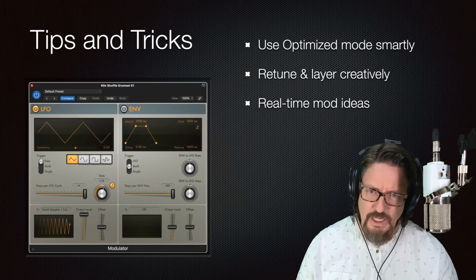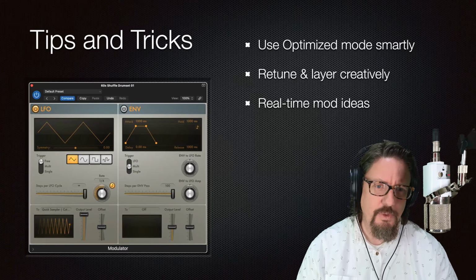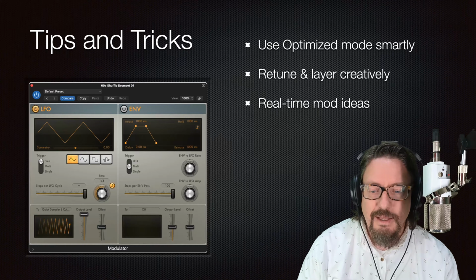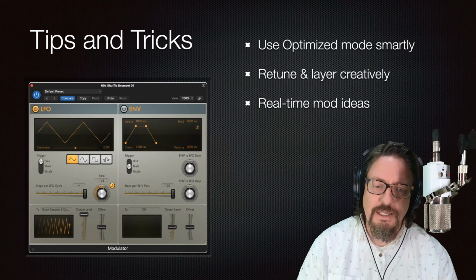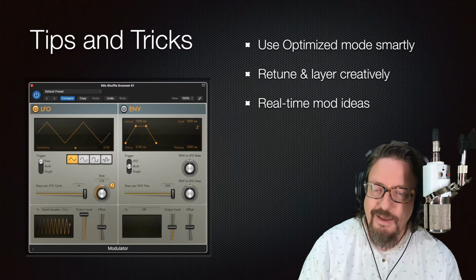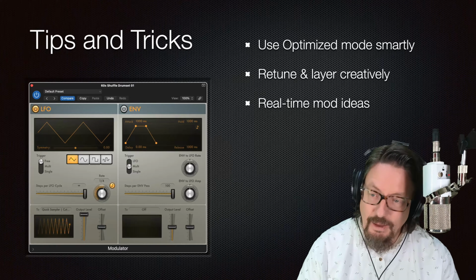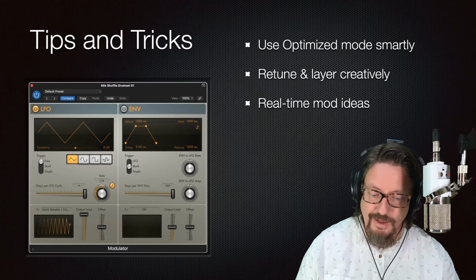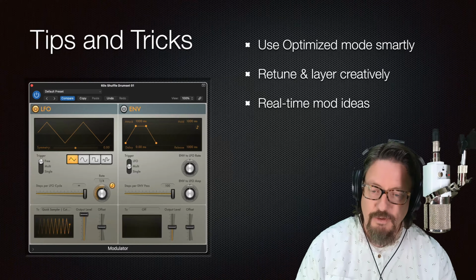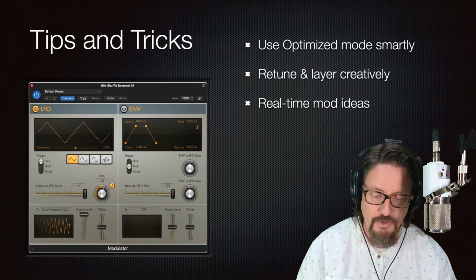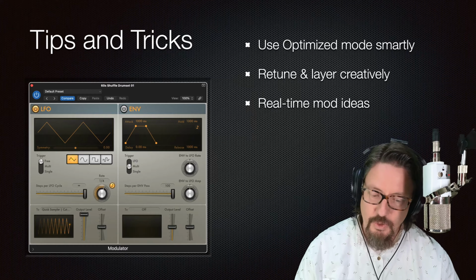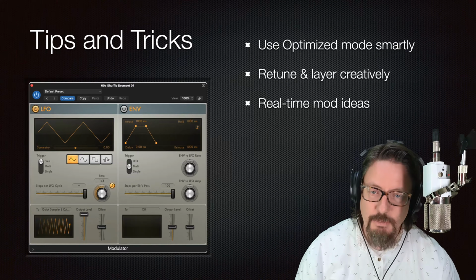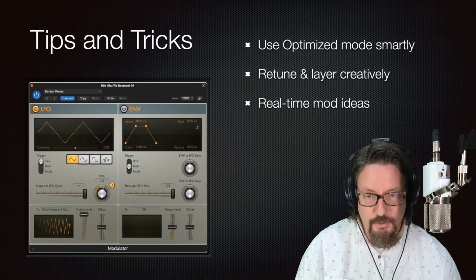Couple tips and tricks. One of them is use optimize mode smartly. Don't just use the original mode. Pull that in, and then you can tie it into the existing tempo and key of your song. I think that's really helpful. You can retune and layer things in a creative way. And so even if you just have one sound, turn up the polyphony in the original mode, and then you can play it like a keyboard and have some really interesting response and output from that.